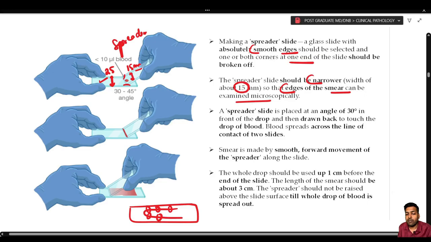This is very, very important, but usually this is not always possible in day-to-day activity. This is the ideal situation.